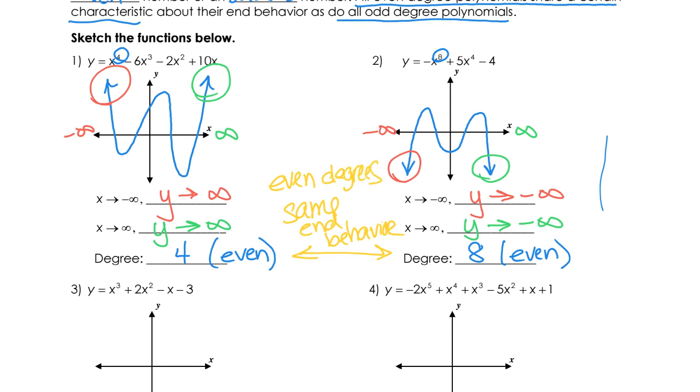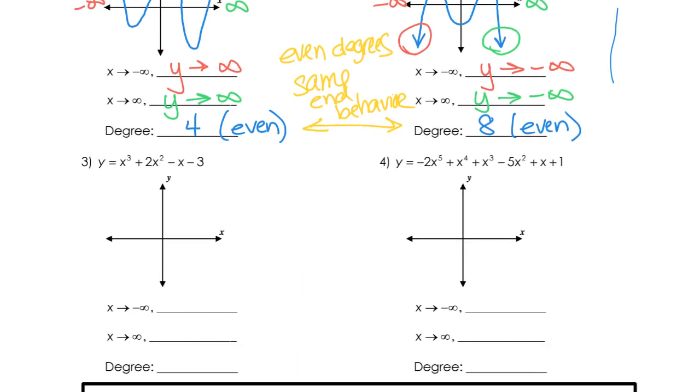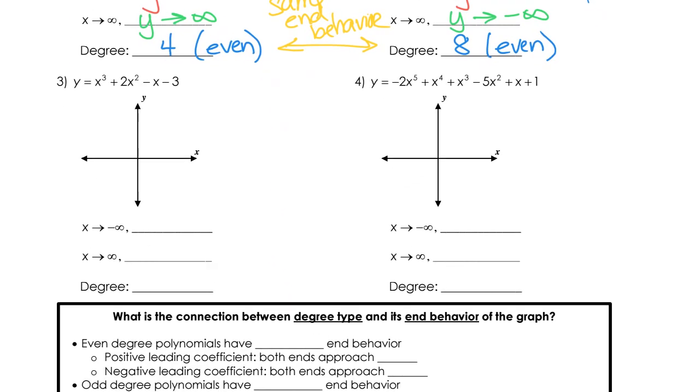All right, so even degrees is same end behavior. Okay, and now we're going to go ahead and look at the characteristic of odd degrees down in number 3 and 4. In number 3, okay, we can tell that that is an odd degree because the degree is 3, which is an odd number. Okay, and if I put this into y equals, which I've already have, and I hit graph, my sketch will look something like this, where it goes up, touches the x-axis, comes down, and goes back up. Okay, this is an odd degree.